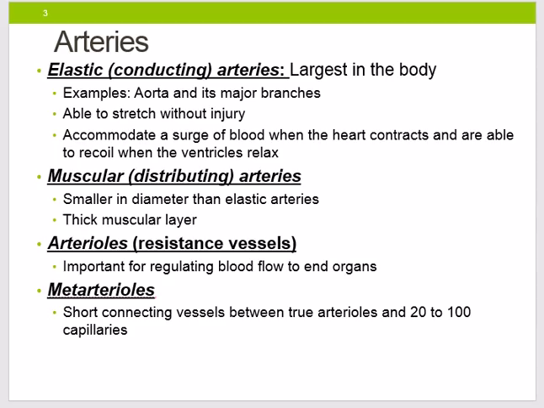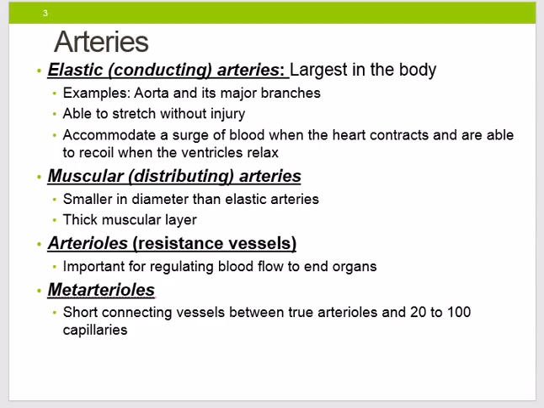If I was to give you a couple of examples of muscular arteries, I would suggest the brachial arteries, the gastric arteries, and the superior mesenteric arteries. These are muscular arteries, just as an example.